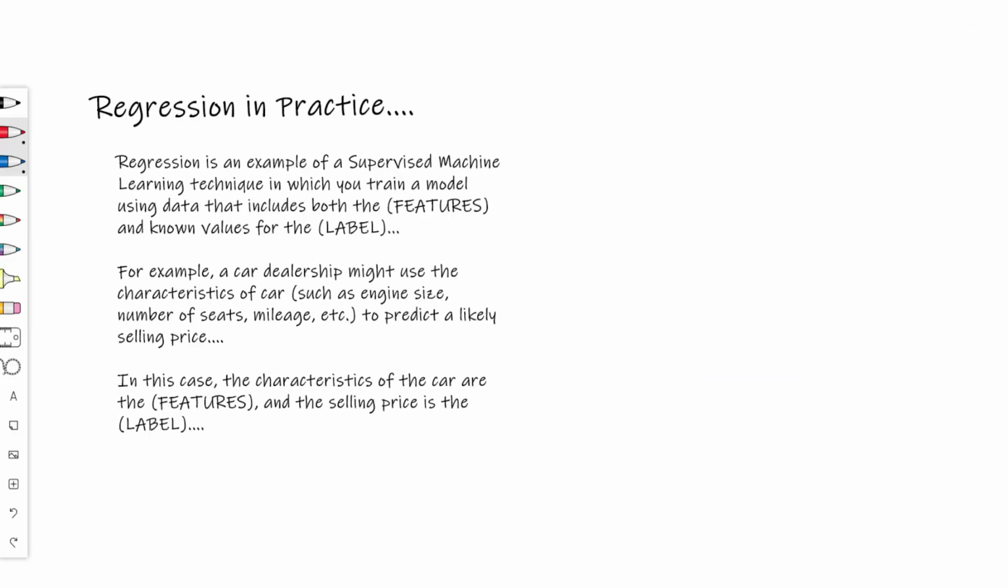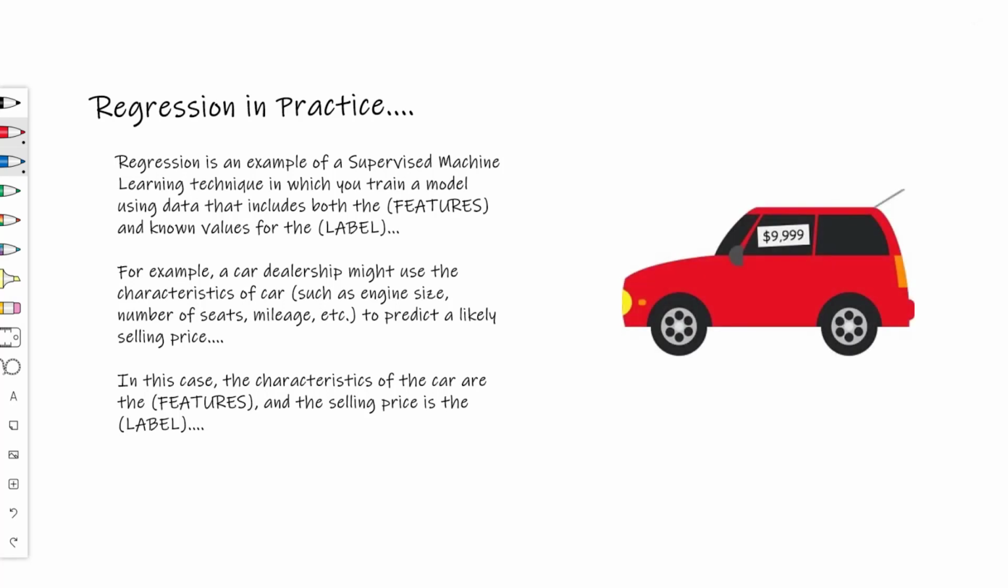So let's now see these machine learning models in practice. We'll start with regression, and in this demo we're going to explore how a car dealership might use the characteristics of a car to predict its likely selling price. If we think back to what we've just discussed, the characteristics of the car will be the features and the price will be the label. Let's jump in.